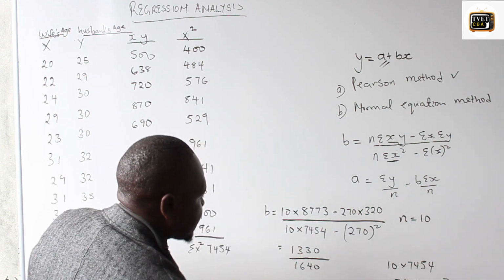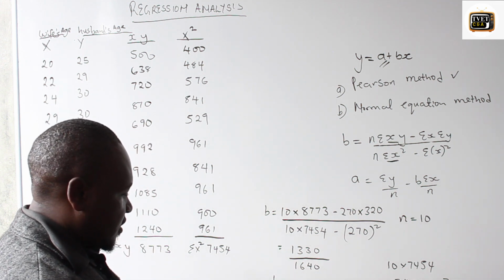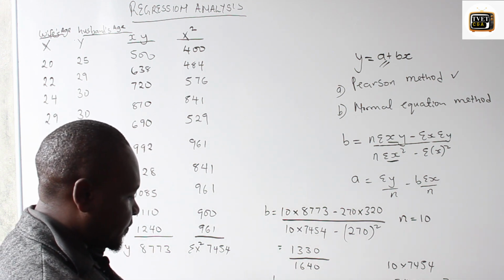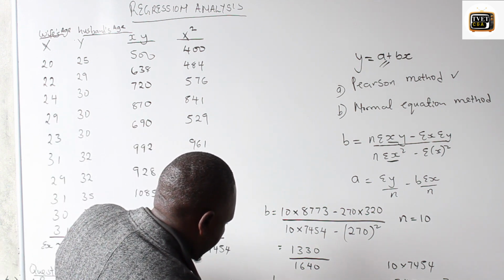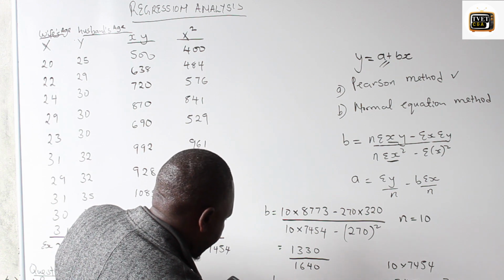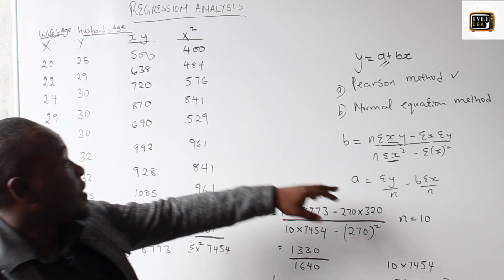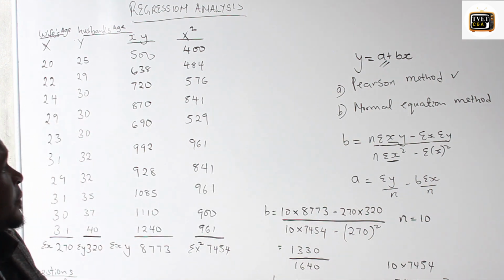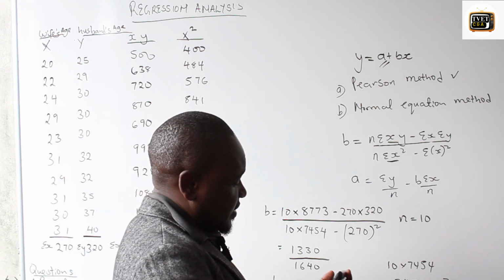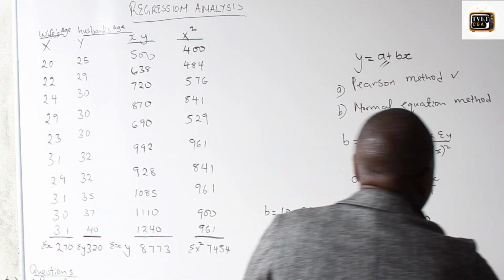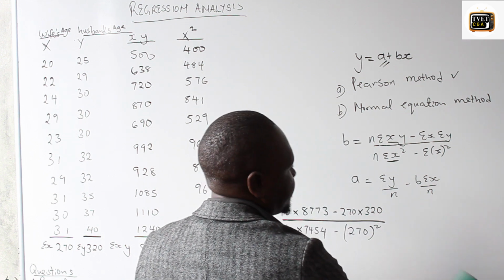Now, when you simplify this, b is equal to 1330 over 1640. You'll find 0.8109. Now we have our value of b. What's remaining now is the value of a. This is how we get the value of a.